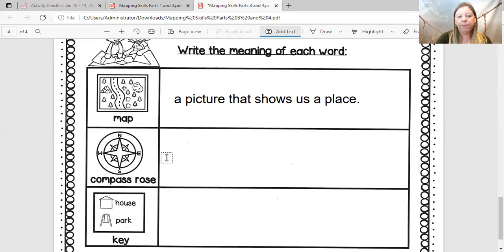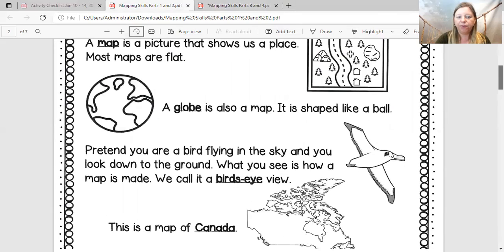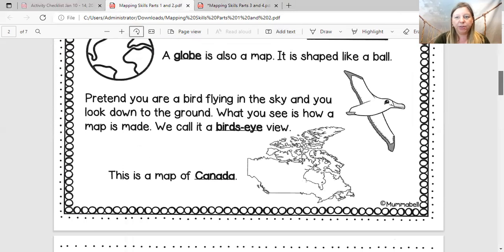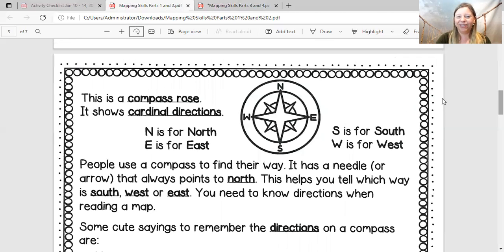And a compass rose. So let's look again on the mapping skills part 1 and 2 bundle and scroll through it until we find the word compass rose. Tell me when to stop. Ah, I heard you. This is a compass rose. It shows cardinal directions. What are the cardinal directions? North, south, east, west.